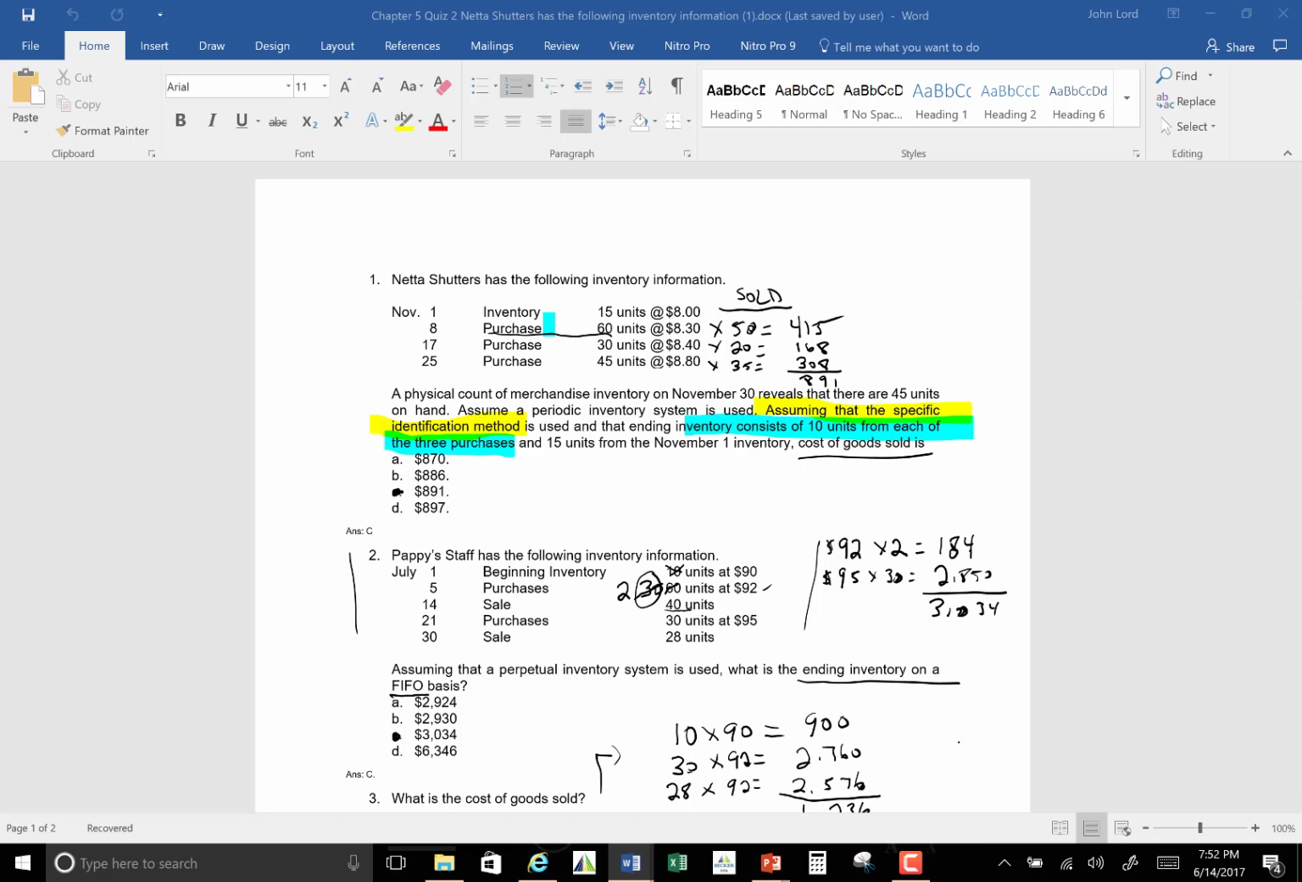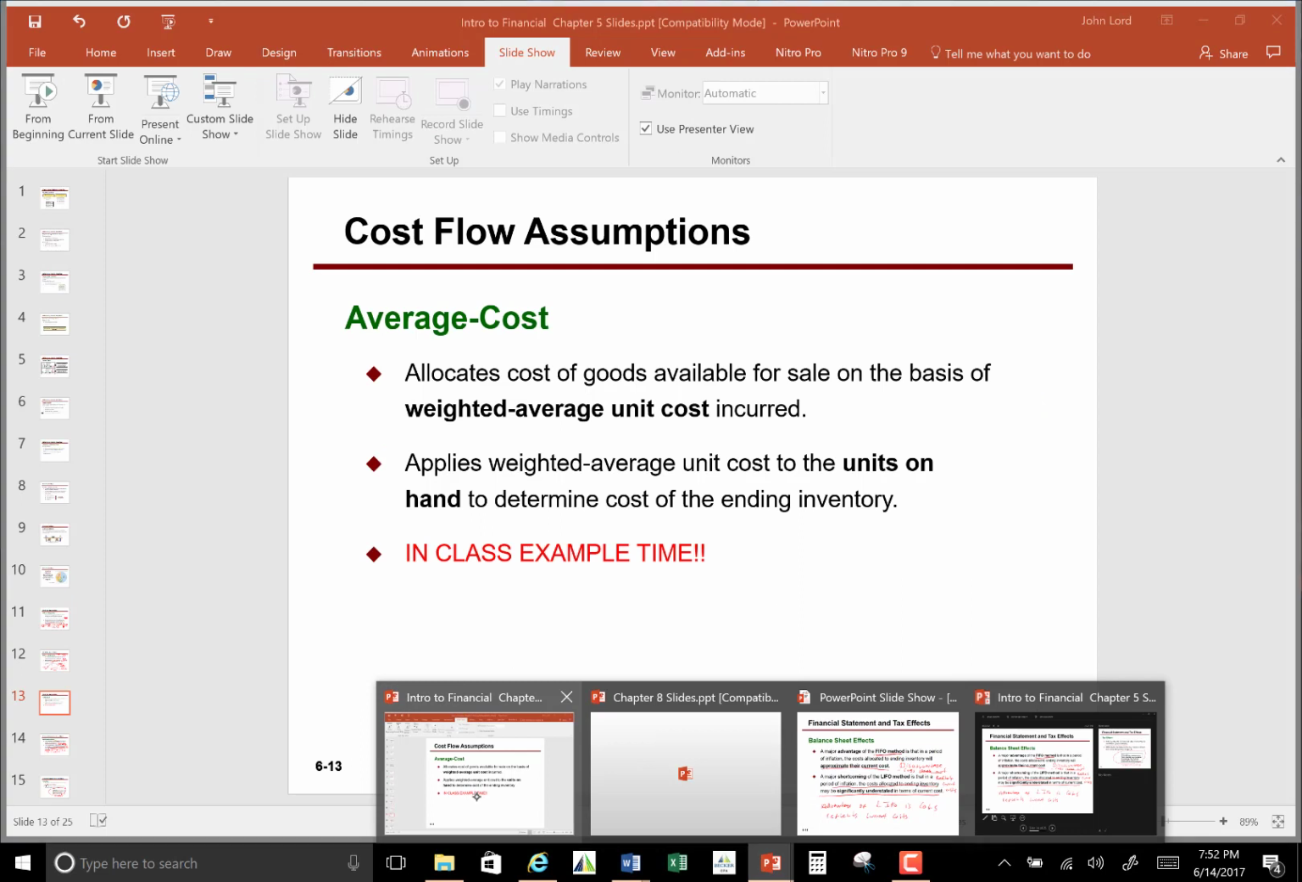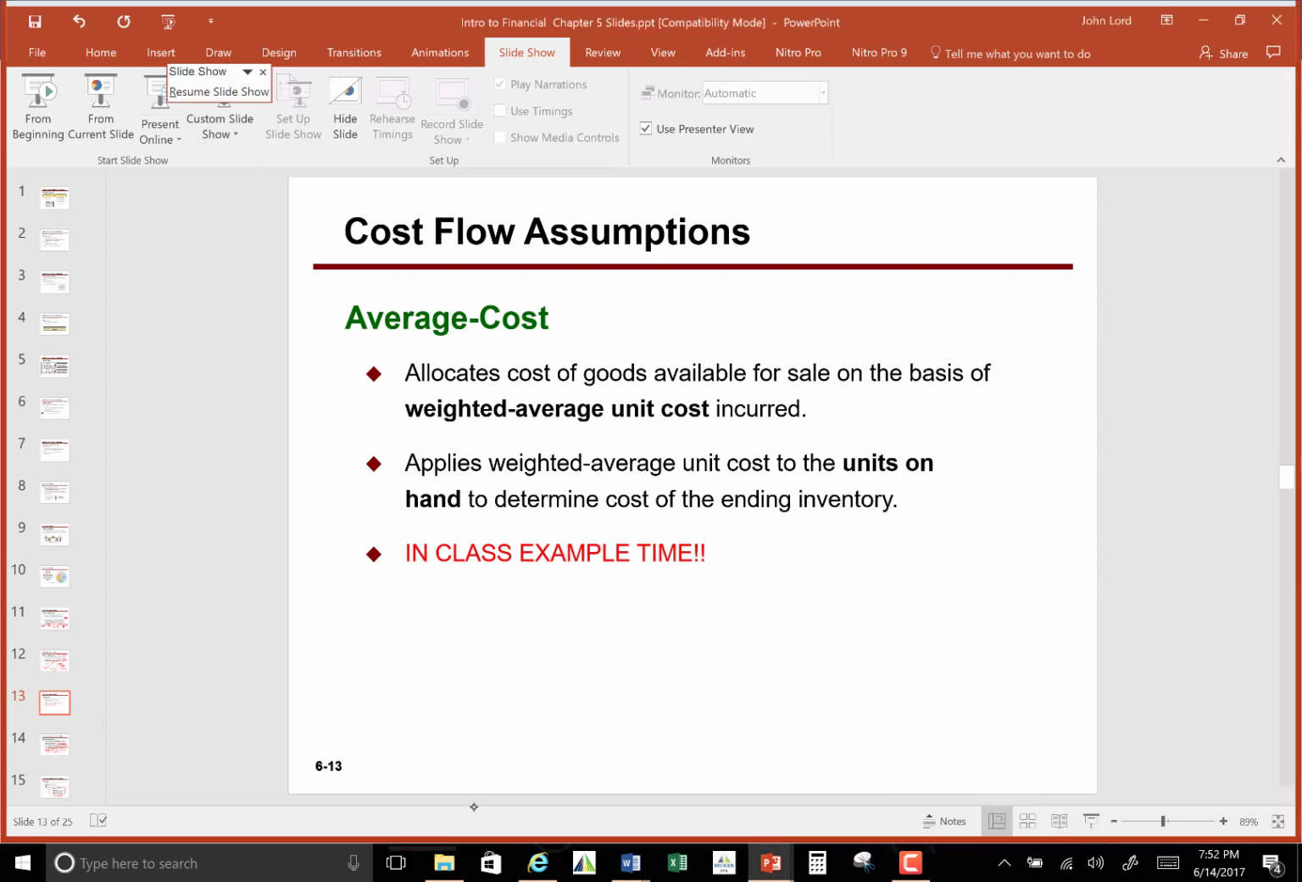What does it have to do here? Okay, slide.